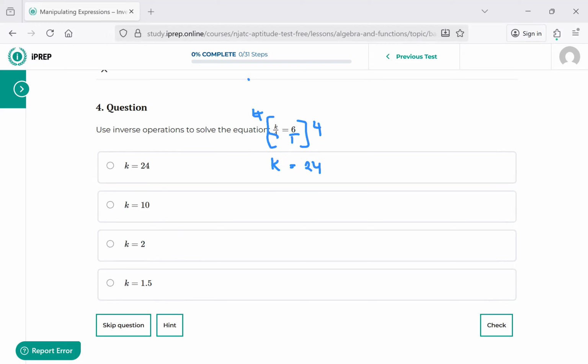The other option is, because there are only two sides, a left and a right, you can just cross multiply. This has an invisible 1, so cross multiply. What's 1 times k? k. And then what's 6 times 4? 24. There you go, there's your answer.